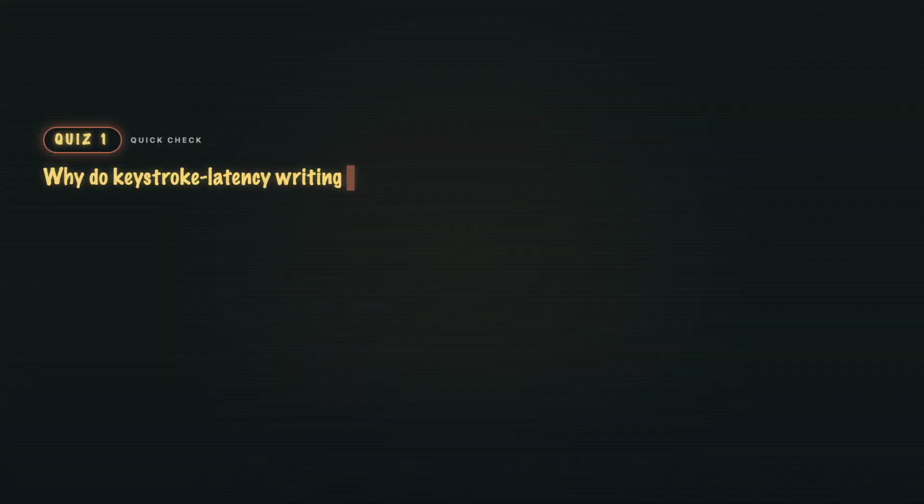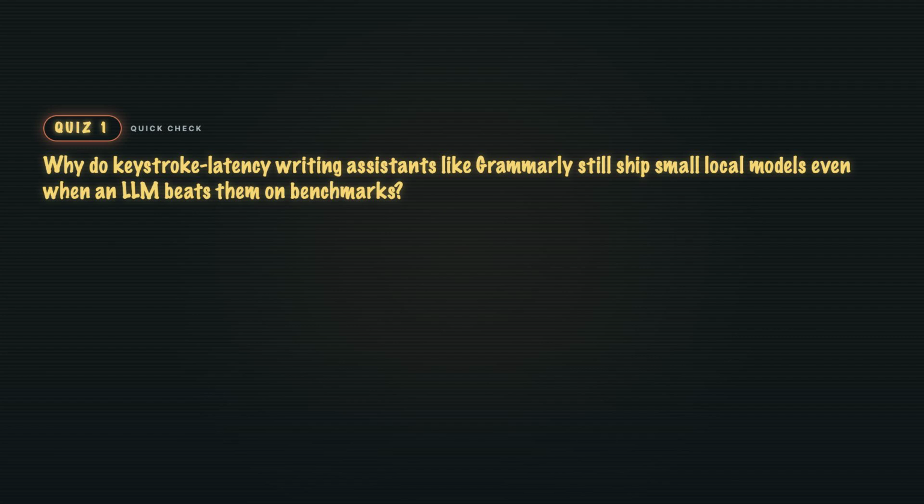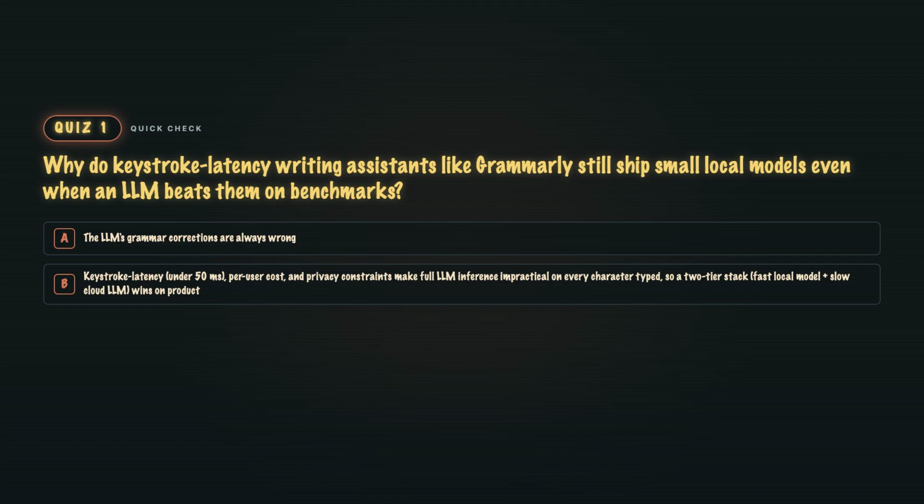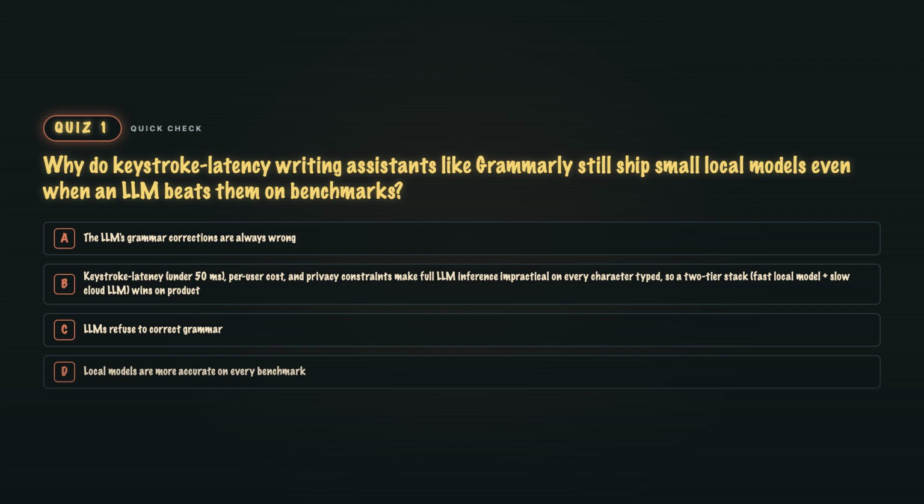Quiz 3. Why do keystroke latency writing assistants like Grammarly still ship small local models, even when an LLM beats them on benchmarks? A. The LLM's grammar corrections are always wrong. B. Keystroke latency under 50 ms, per-user cost, and privacy constraints make full LLM inference impractical on every character typed. So a 2-tier stack, fast local model plus slow cloud LLM, wins on product. C. LLMs refuse to correct grammar. Or D. Local models are more accurate on every benchmark.